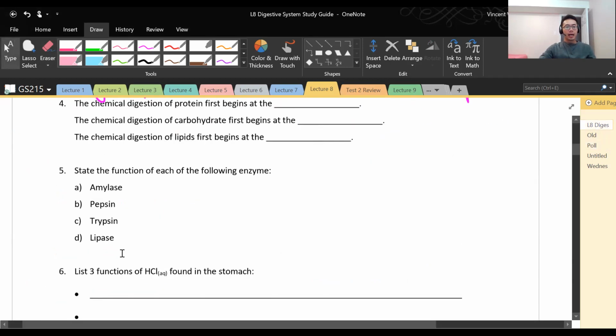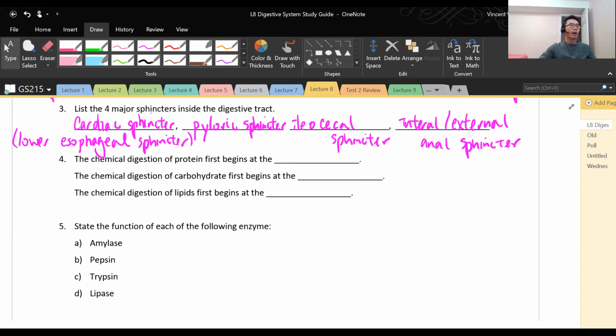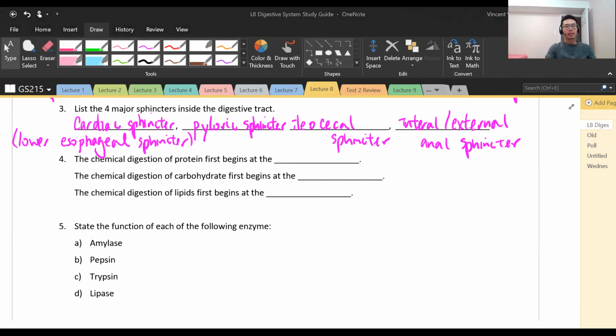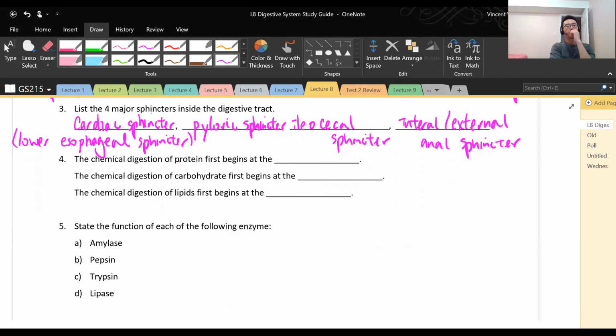Moving on. The chemical digestion of protein first begins where? Anybody remember that? Would it be in the jejunum? No, good try though. Anyone else? The jejunum, by the way, does not do digestion.